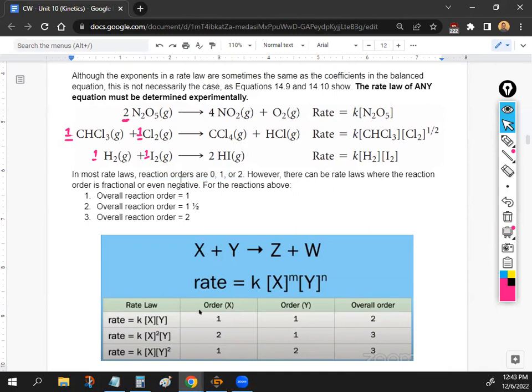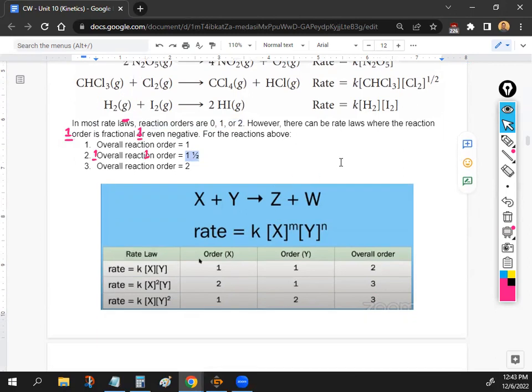Okay, but just keep in mind, you can even have a fractional order, so 1 and 1/2, or sometimes even a negative rate order. Okay. I know that you guys must be very confused right now about this, but like I said, this is why I hate this unit. Okay.